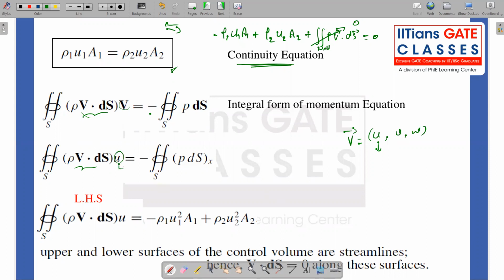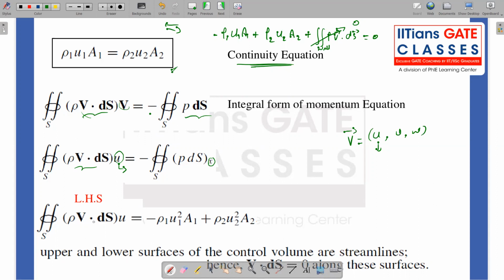So this is x momentum. I am keeping this u because it is the x momentum along the x direction. On the right hand side, the pdS, the subscript x denotes that the pdS is taken along the x direction, right? So this is my x momentum equation in integral form. Now we have to look at this very carefully, especially the right hand side. The left hand side is straight and clear now.